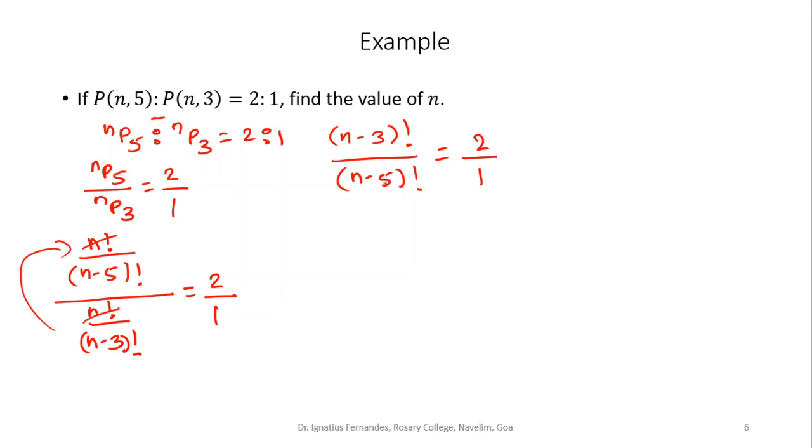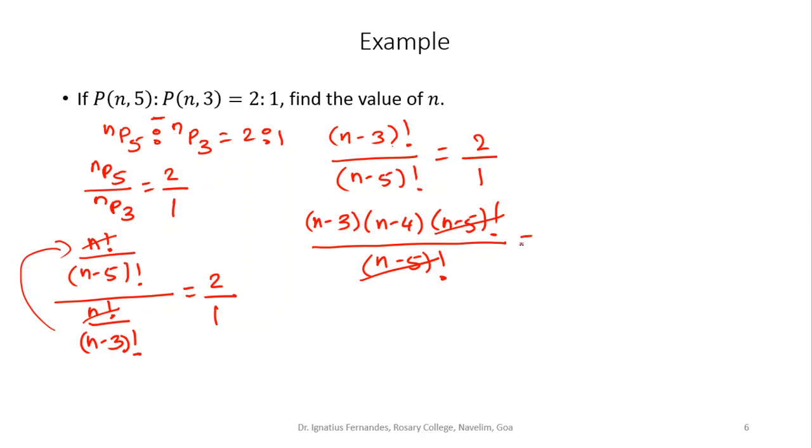Now among n minus 3 and n minus 5, which is a bigger number? N minus 3 is a bigger number. So I'll use the reduction formula and I'll reduce this n minus 3 till n minus 5. So n minus 3 factorial is n minus 3 into n minus 4 into n minus 5 factorial, divided by n minus 5 factorial. I simplified this n minus 3 factorial like this because now I can cancel this n minus 5 factorial in the numerator and denominator, and this has to be equal to 2/1. So finally I have the equation n minus 3 into n minus 4 is equal to 2.